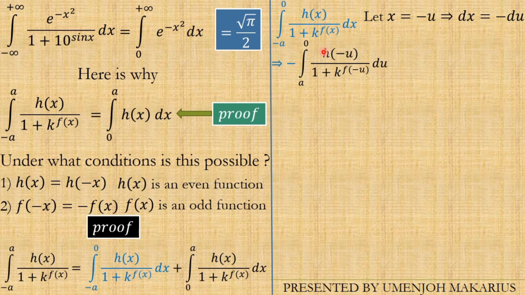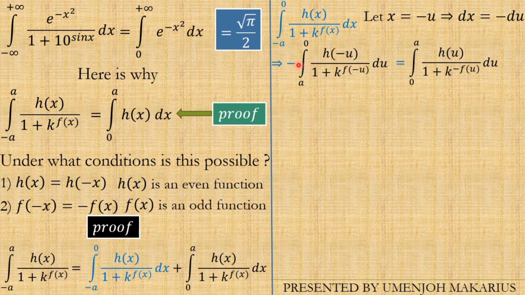But friends, what condition did we give for h of x? h of x has to be equal to what? h of negative x, or better still, h of negative x has to be the same as h of x. Namely, h of x is an even function. And what condition did we also give for f of x? That f of negative x has to be the same as what, guys? Negative f of x.